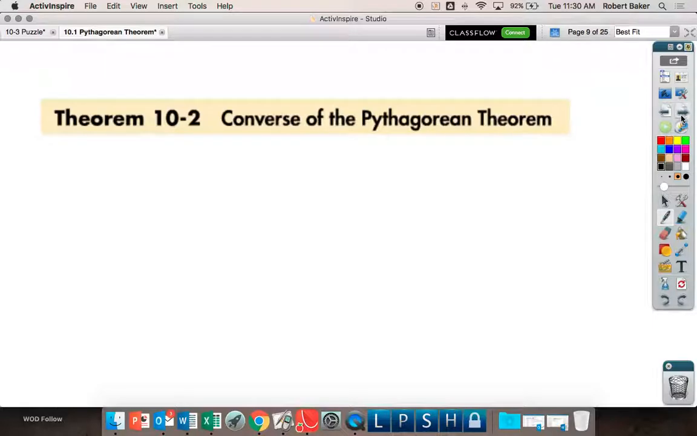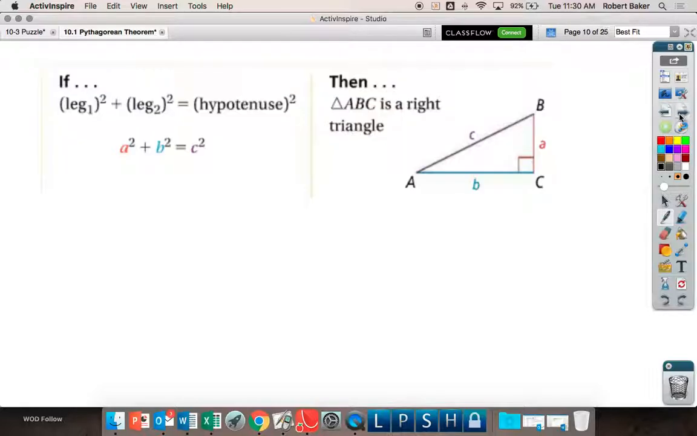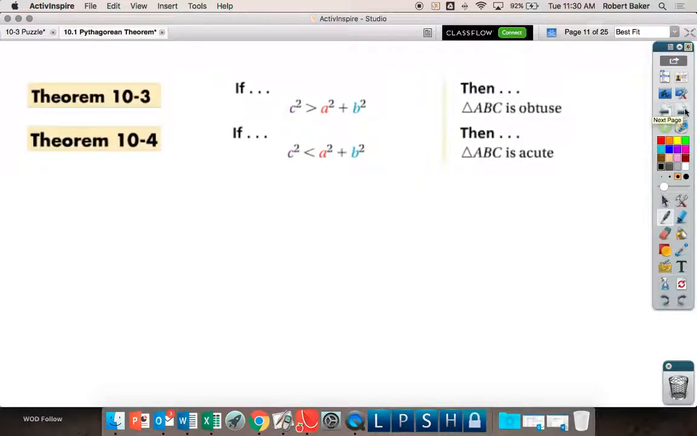Alright, I'm going to skip this one. The converse of the Pythagorean theorem. This is talking about Pythagorean theorem still, but what else does it tell us? 2 things can happen. If c squared is bigger than a squared plus b squared, it's obtuse, because c is bigger, it's more than 90. If c squared is less than a squared plus b squared, it's acute, a little angle.